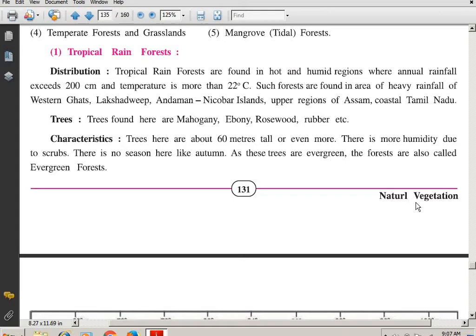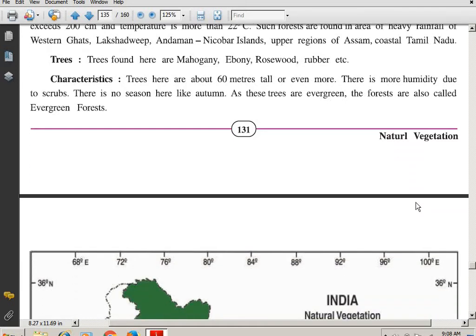Since this is found in the Western Ghats, Lakshadweep, Andaman Nicobar Islands, upper regions of Assam and coastal Tamil Nadu, this tropical rainforest is also called the evergreen forest. So the 2 marks question is over. If you are asked to write the names of the trees which have grown in the tropical rainforest, the trees are mahogany, ebony, rosewood and rubber. So this question is done, students.